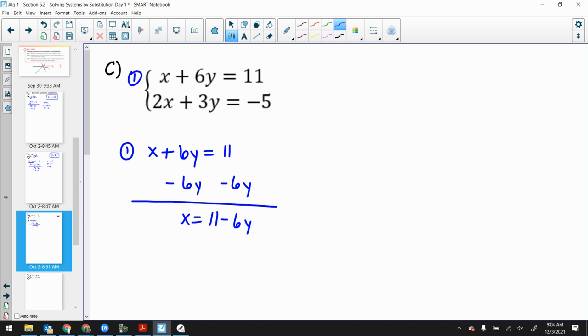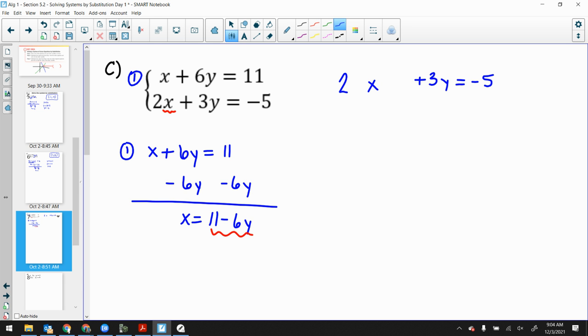So now I've created that equation where I have x equals. So I'm going here, and I say 11 minus 6y is going to go right in here. X is equivalent with 11 minus 6y. See, I manipulated equation 1. So I'm going to go into equation 2 and plug it in. So that's going to give me, again, I'm going to write it like this for right now. 2x plus 3y is equal to negative 5.